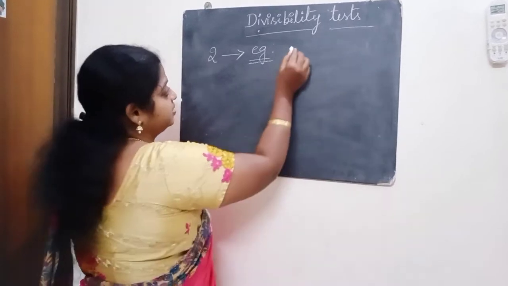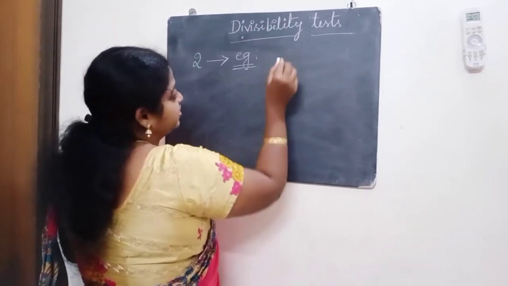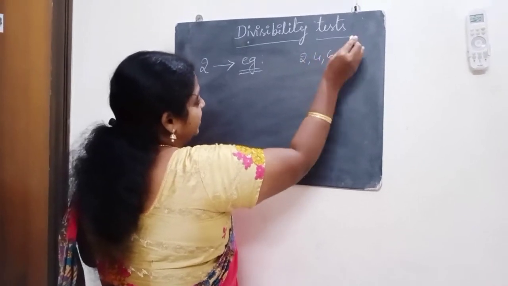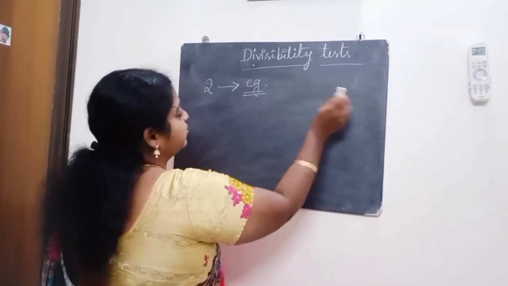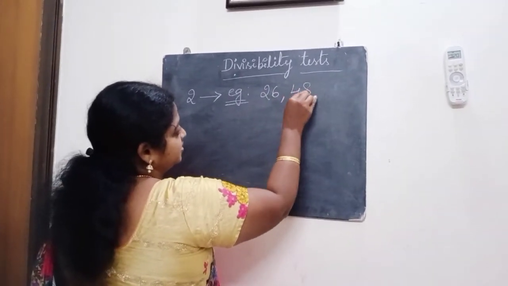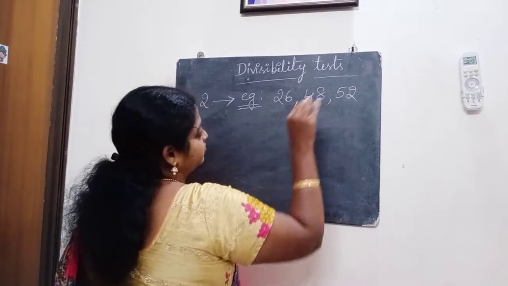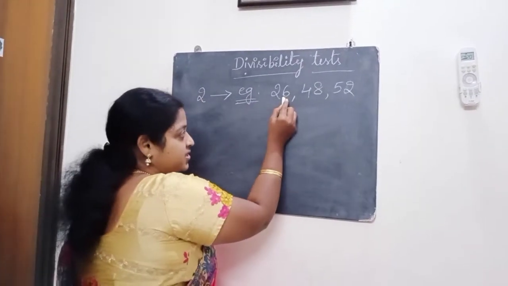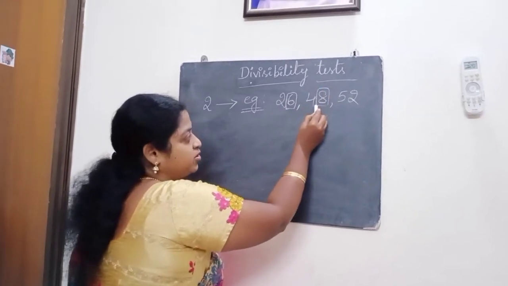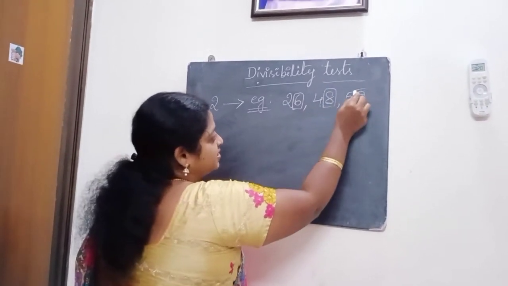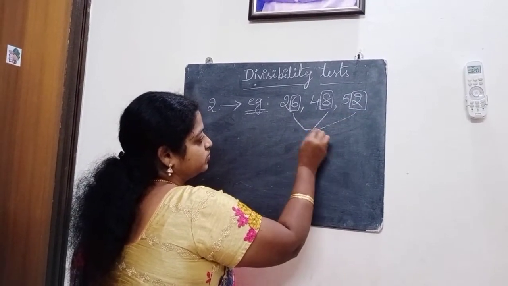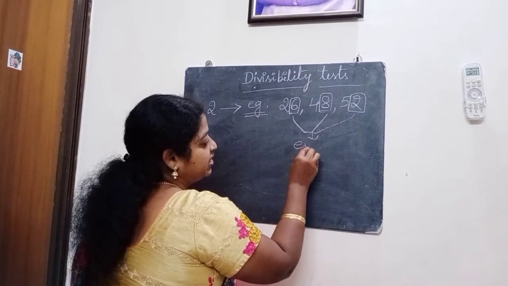For example, even numbers we know. What are the even numbers? 2, 4, 6, 8. Okay. So I am taking 26, 48, 52. In this you have to observe: the last number is 6. Last means units place. And here it is 2. So 6, 8 and 2, these three are even numbers.